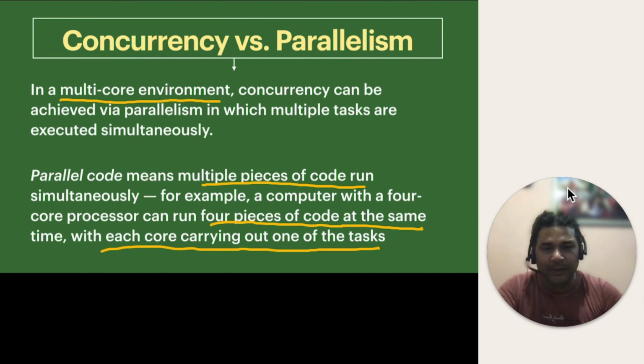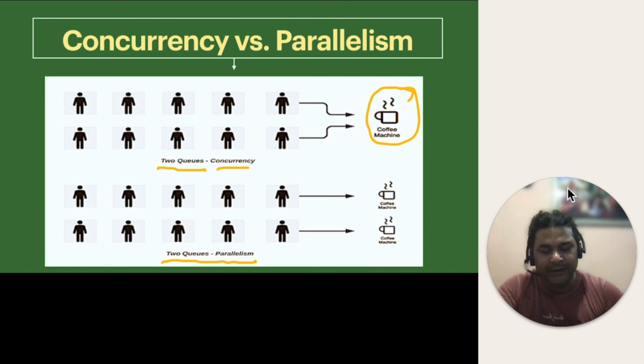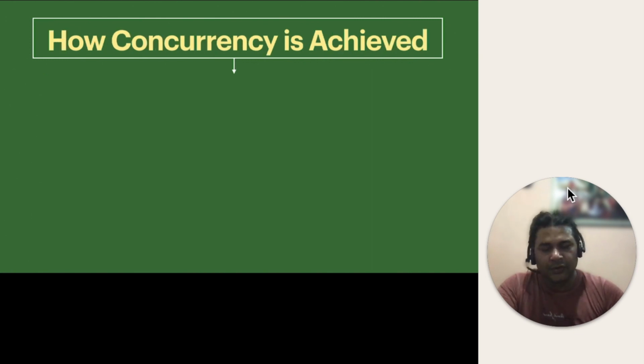For example, a computer with a 4-core processor can run 4 pieces of code at the same time, with each core carrying out one of the tasks. So here is another example of concurrency: two queues and a single coffee machine. The example of parallelism is two coffee machines and two queues.